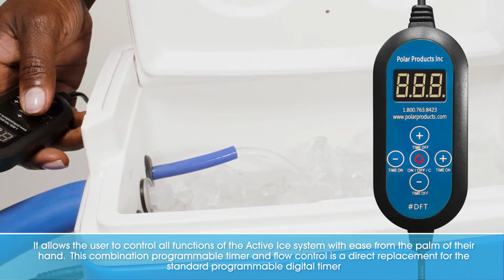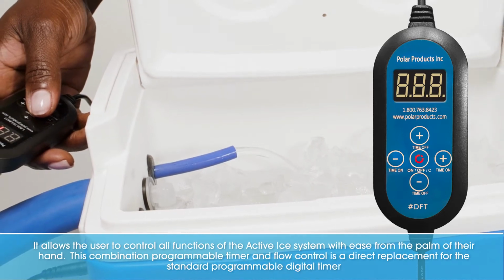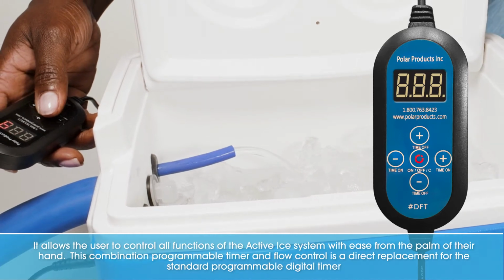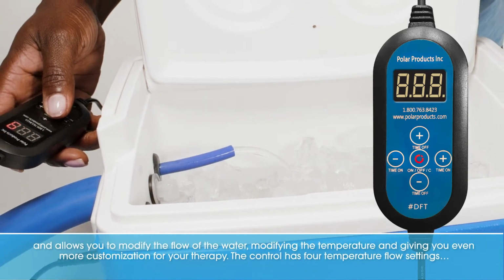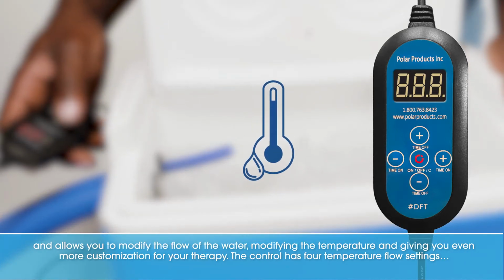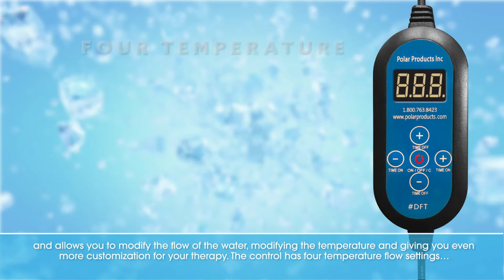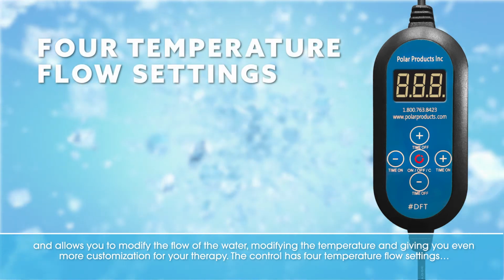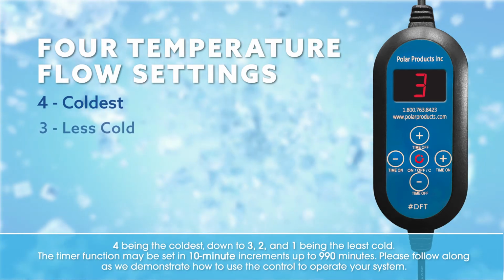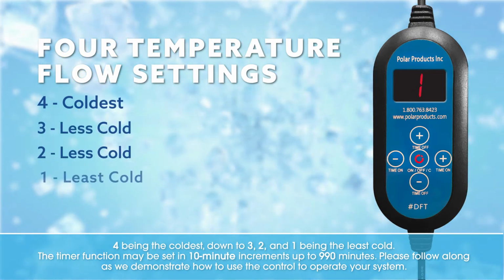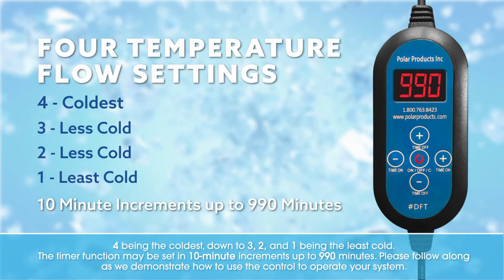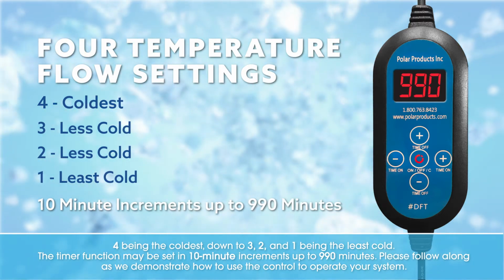hand. This combination programmable timer and flow control is a direct replacement for the standard programmable digital timer and allows you to modify the flow of the water, modifying the temperature, and giving you even more customization for your therapy. The control has 4 temperature flow settings, 4 being the coldest, down to 3, 2, and 1 being the least cold. The timer function may be set in 10-minute increments up to 990 minutes.